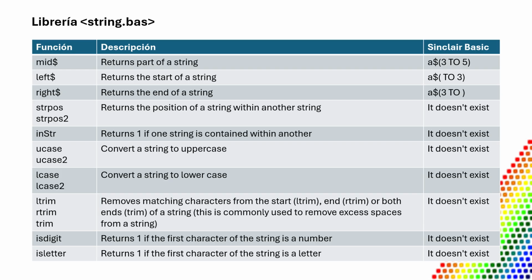For example, house is contained within the word greenhouse. On the other hand, instr returns 1 if a string is contained within another string, or 0 otherwise. UCase and UCase2 convert a string to uppercase, while LCase and LCase2 convert it to lowercase. LTrim, RTrim, and trim remove characters, usually spaces, from the beginning, the end, or both sides of a string.